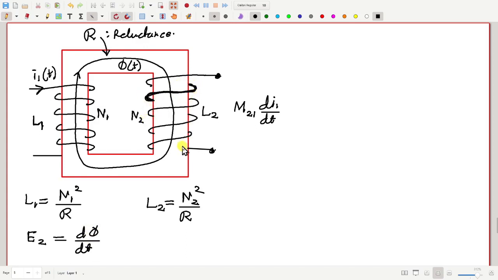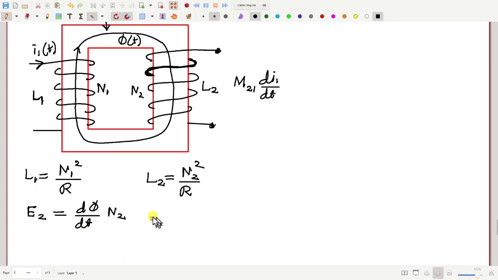But this is the EMF in one particular turn. All these turns are connected in series. Therefore, the total EMF will be multiplied by N2, assuming the same amount of flux phi is going through all the coils. That may not be the case. Maybe there is some flux which goes only through this coil but doesn't go through other coils. But assuming that the same amount of flux goes through all the turns, the EMF induced in the second coil will be d phi by dt multiplied by N2.